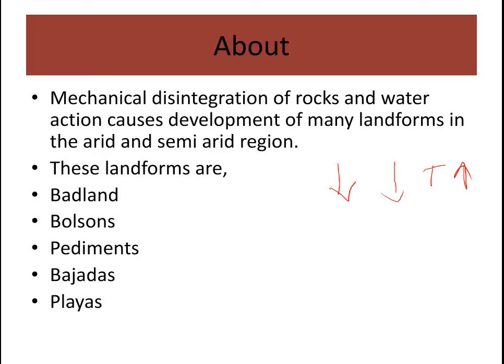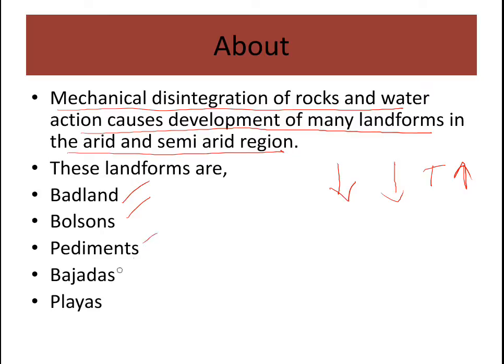So these temperature changes also change the rock structure and the rock lithology of that place. All these factors affect the formation of landforms in that region by water action. So mechanical disintegration of rocks and water action causes development of many landforms in the arid and semi-arid region. These landforms are Badland, Bolsons, Pediments, Bajadas and Playas.